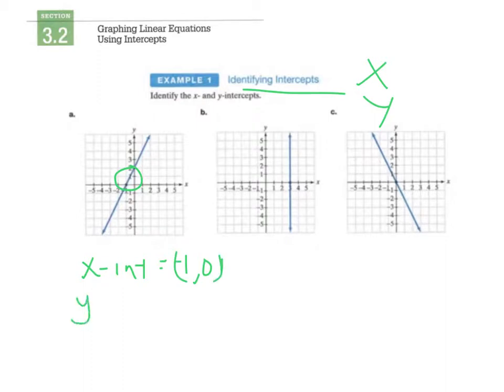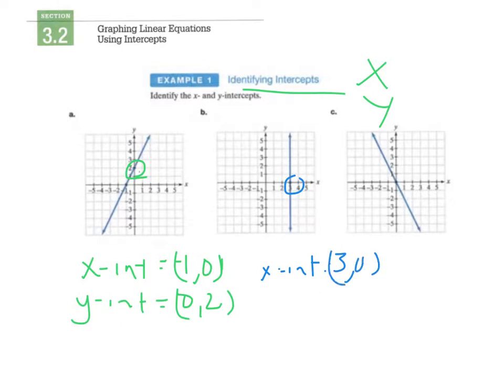The y-intercept is where it crosses, and let me erase this so it's a little easier to see, where it crosses the y line, so that's right there, and so that happens to be 0, 2. So if we look at this particular equation or line, it has an x-intercept of 3, so x-intercept equals 3, 0, but there is no y-intercept, none. And the x and y-intercept for this last particular problem right here is 0, 0. So both of them is 0, 0.